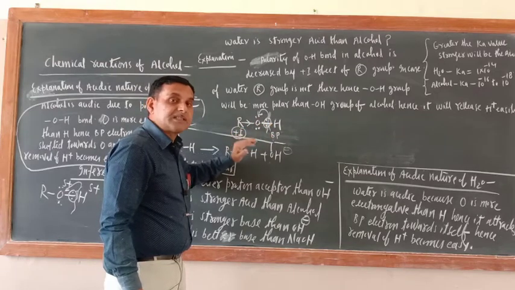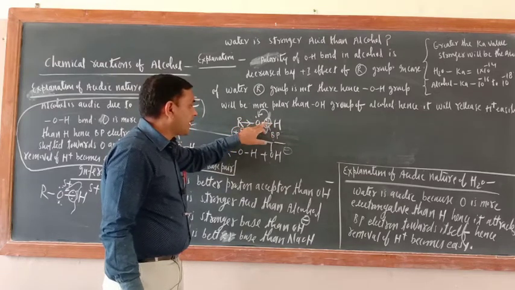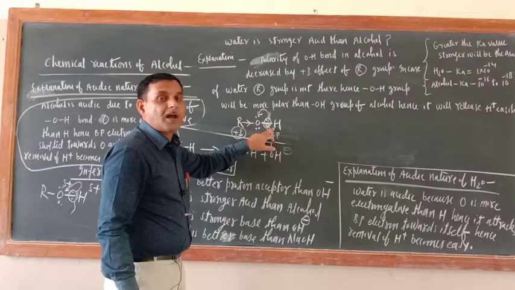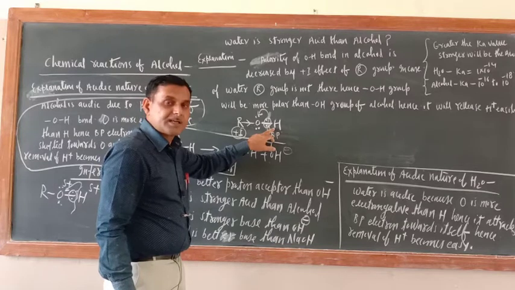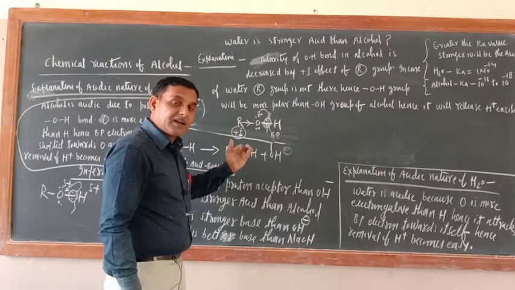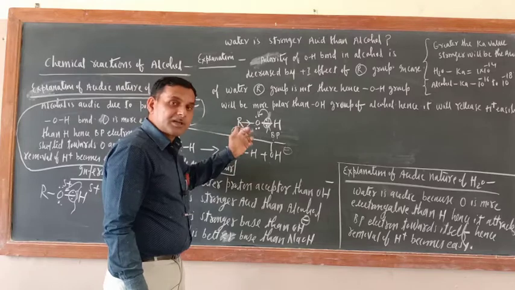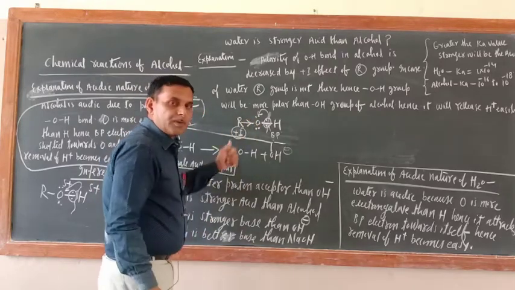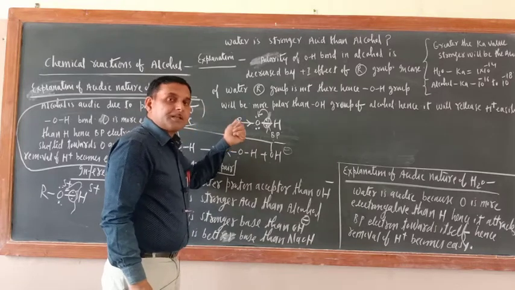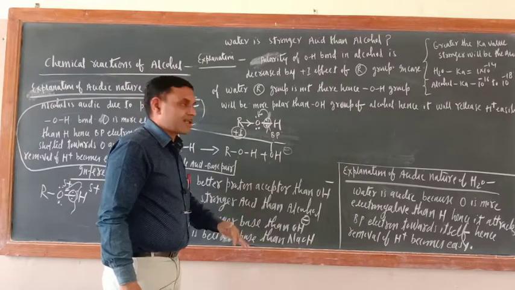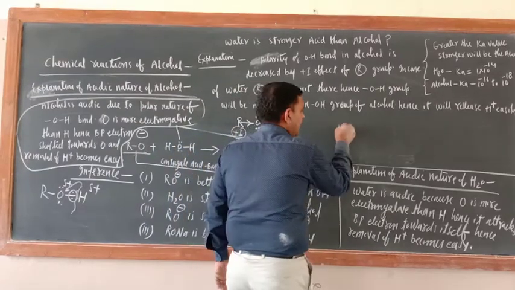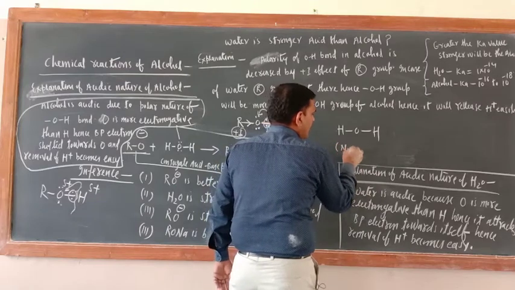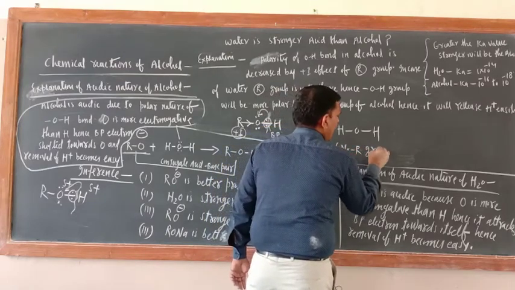Otherwise, what would oxygen have done? Oxygen would have attracted these bond pair electrons towards itself, and the release of H positive would have become easy. But here, whatever need of electrons oxygen has, this R group is satisfying it. So because of the presence of the R group, the polarity of the OH group decreases. In case of water, what is happening? HOH. Here there is no R group. R group is not there.